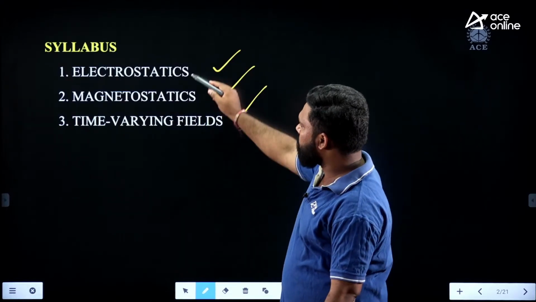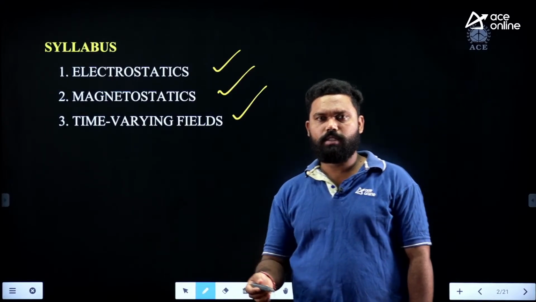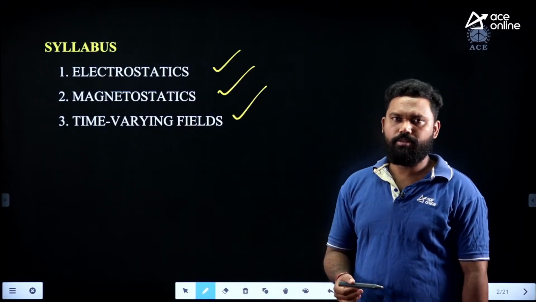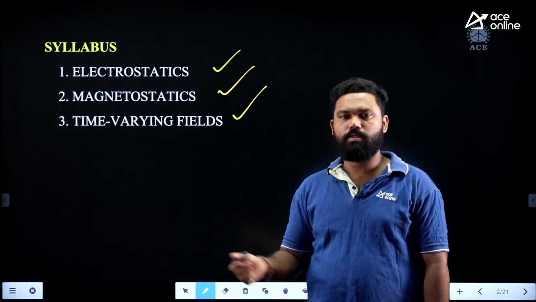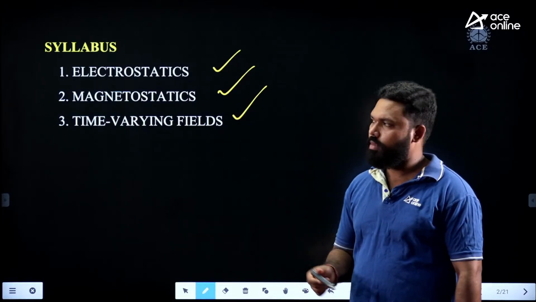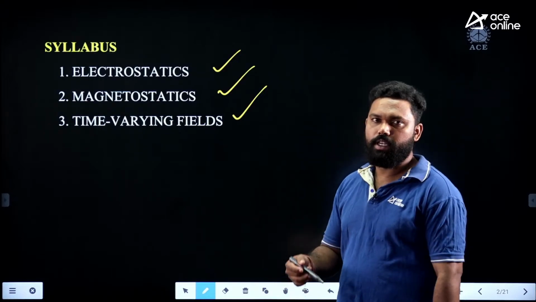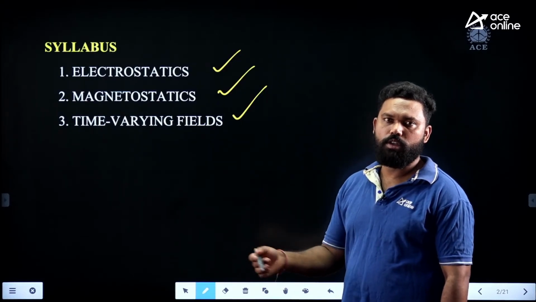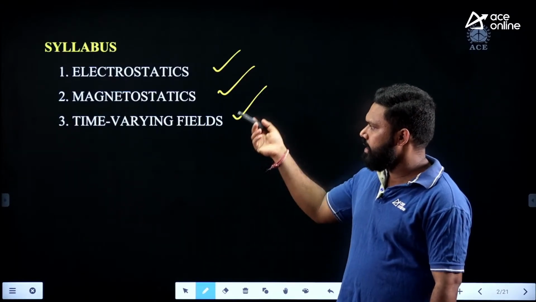Fine. So from electrostatics, what questions can be expected? The questions related to Coulomb's law, electric field definition, different types of charges like point charge, line charge, surface charge, volume charge, Gauss law, potential concept, and capacitors. And in magnetostatics, Biot-Savart's law, and different types of currents like line current, sheet current, volume current, Gauss law for magnetic field, and inductor, and so on.